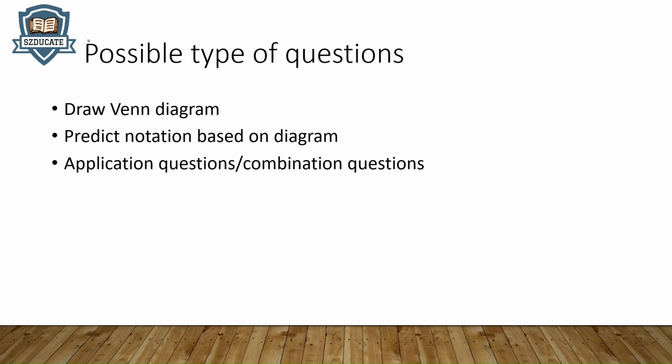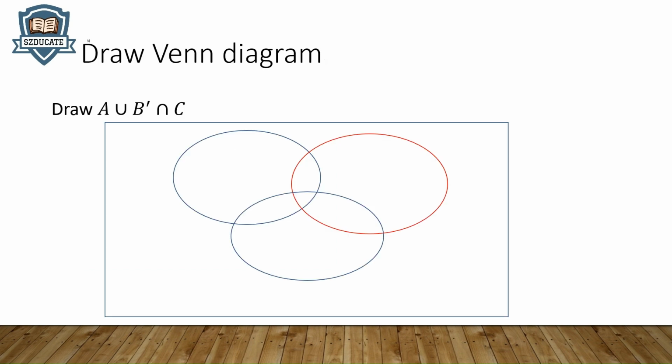So we jump straight in. Let's do a Venn diagram: A union B prime intersect C. Let me just label it first. This is A, this is B, this is C.